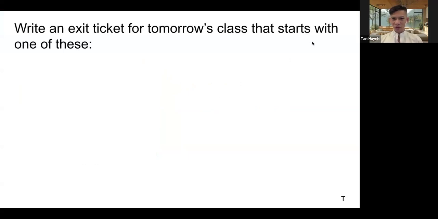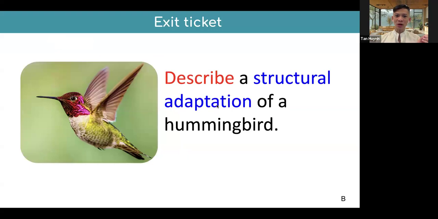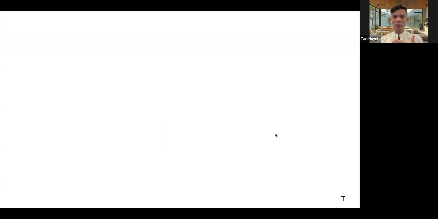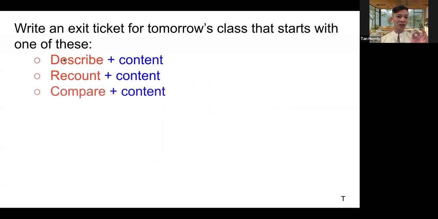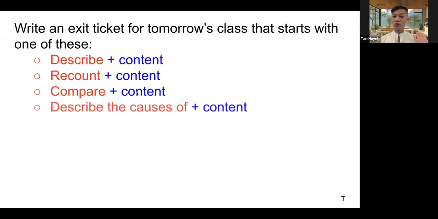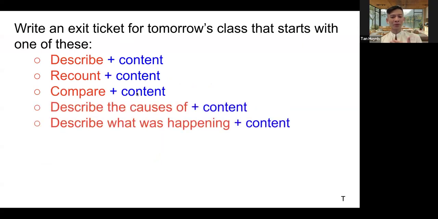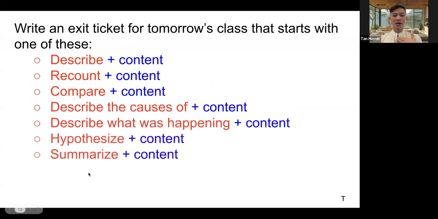So before we get to there, let's look at exit tickets for tomorrow or today's class. So here are some ideas. Like we just gave you our example of describe, then the content. Describe is the thinking verb. Structural adaptation of hummingbirds is the content. So I would like for you to think about your content tomorrow or today and just use one of these thinking verbs and then add your content. Describe, recount, compare. Describe the causes of. Describe what happens when, what was happening when. Hypothesize blank. Summarize plus the content.